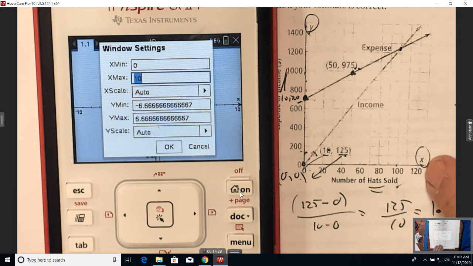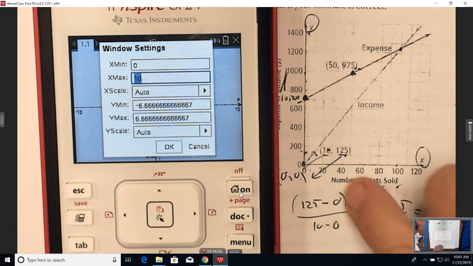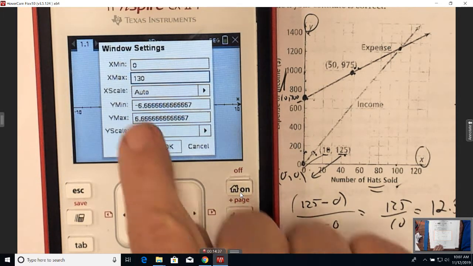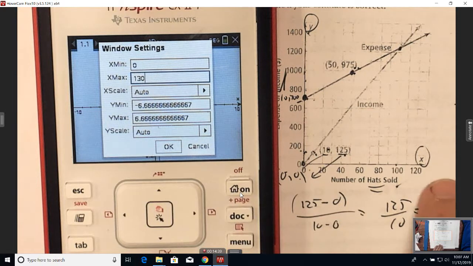It's a little bit to the right of 120. So what are they counting by? 10, 20, 30. So what's a little bit to the right of 120? What's one mark to the right of 120? 130. You know what? That's your x maximum.